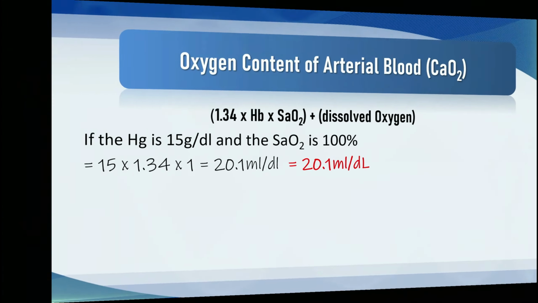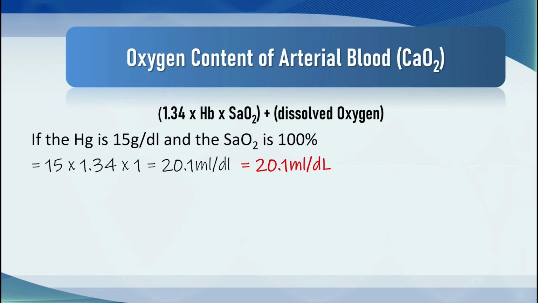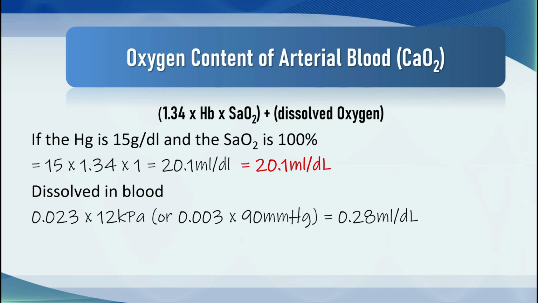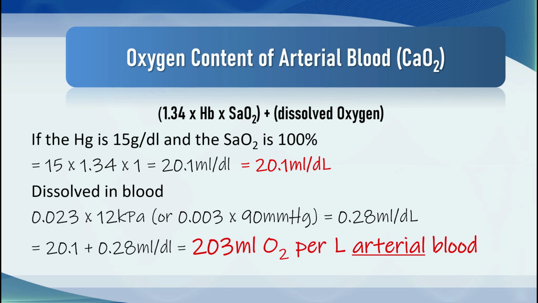So we can now calculate the entire oxygen content of arterial blood by calculating out our oxyhemoglobin content plus our dissolved oxygen content. And we've done this before. 0.023 times 12 kilopascals or 0.003 times 90 will give us 0.28 mils of oxygen per deciliter per 100 mils of blood. So we can add 20.1 and 0.28, and that will give us 20.3 mils per deciliter or 203 mils of oxygen per liter of arterial blood.